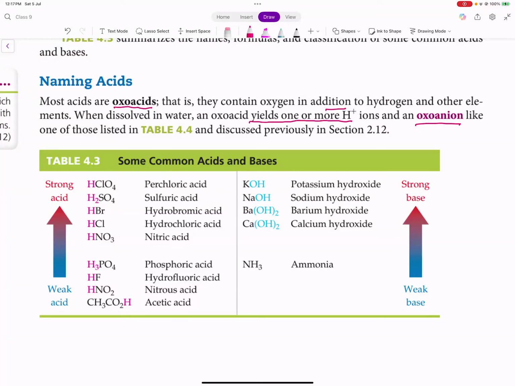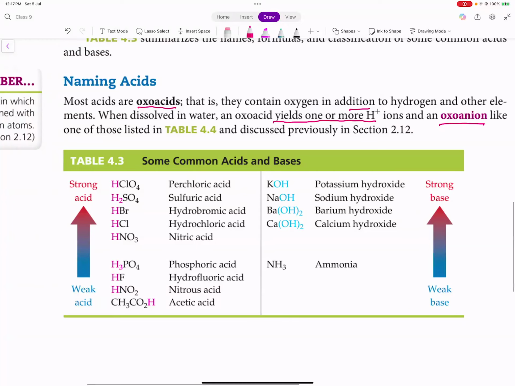In the forward table, first we'll just consider this. These are the strong acids, these are the weak acids. Above this, we have strong acids: nitric acid, hydrochloric acid, hydrobromic acid, sulfuric acid, perchloric acid. Whereas H3PO4, HF, HNO2, and CH3CO2H are weak acids. H3PO4 is phosphoric acid, HF is hydrofluoric acid, HNO2 is nitrous acid, CH3CO2H is acetic acid.